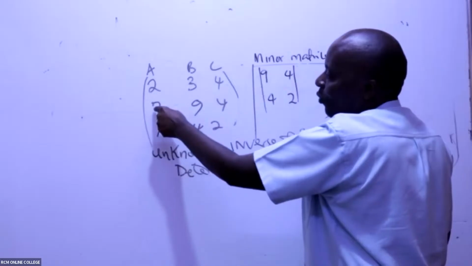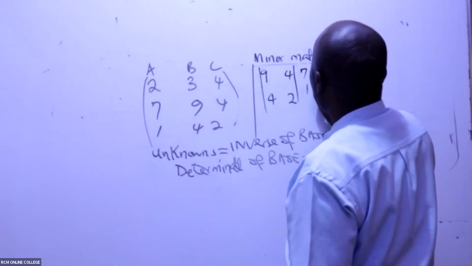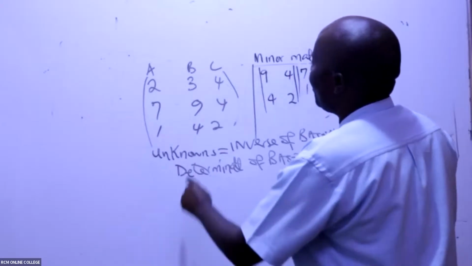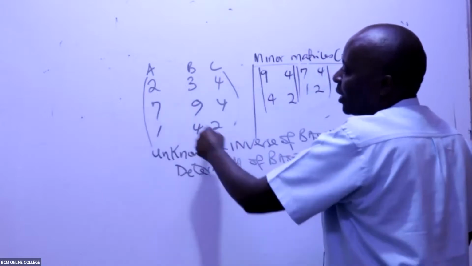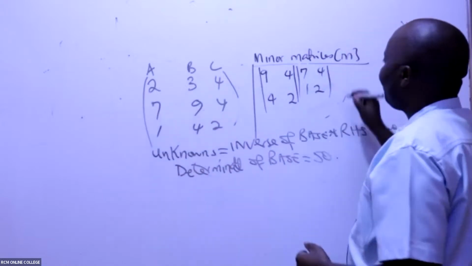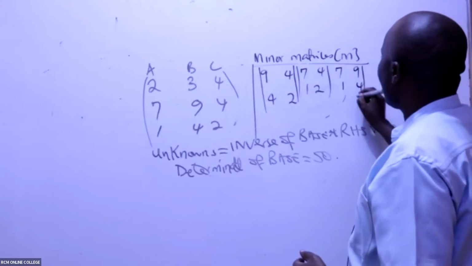Then the leftovers will be 7412. So we have here 7412 like that. From there, ladies and gentlemen, we come for the minor for this. So the minor for this, we hide this and that. So then we're left here with 79. Then we have in this case here 14 like that.